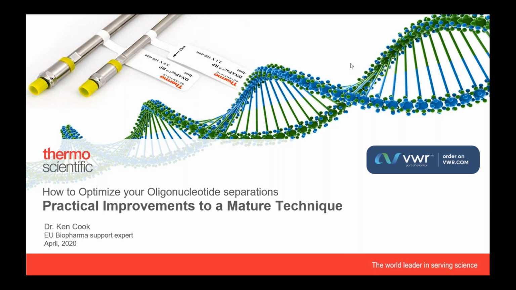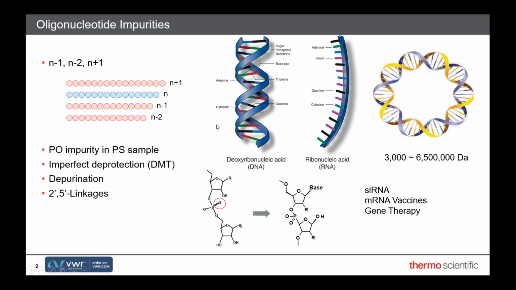What I want to do with this talk today is to give some insights on how to optimize oligonucleotide separations and give you some insights into the column technologies and why they've actually been made. Now, when we look at an oligonucleotide, you've got various flavors. So you've got the double-stranded DNA, you've got single-stranded DNA, you've got the ribonucleic acid versions, and you have the big plasmids and vectors that we're using.